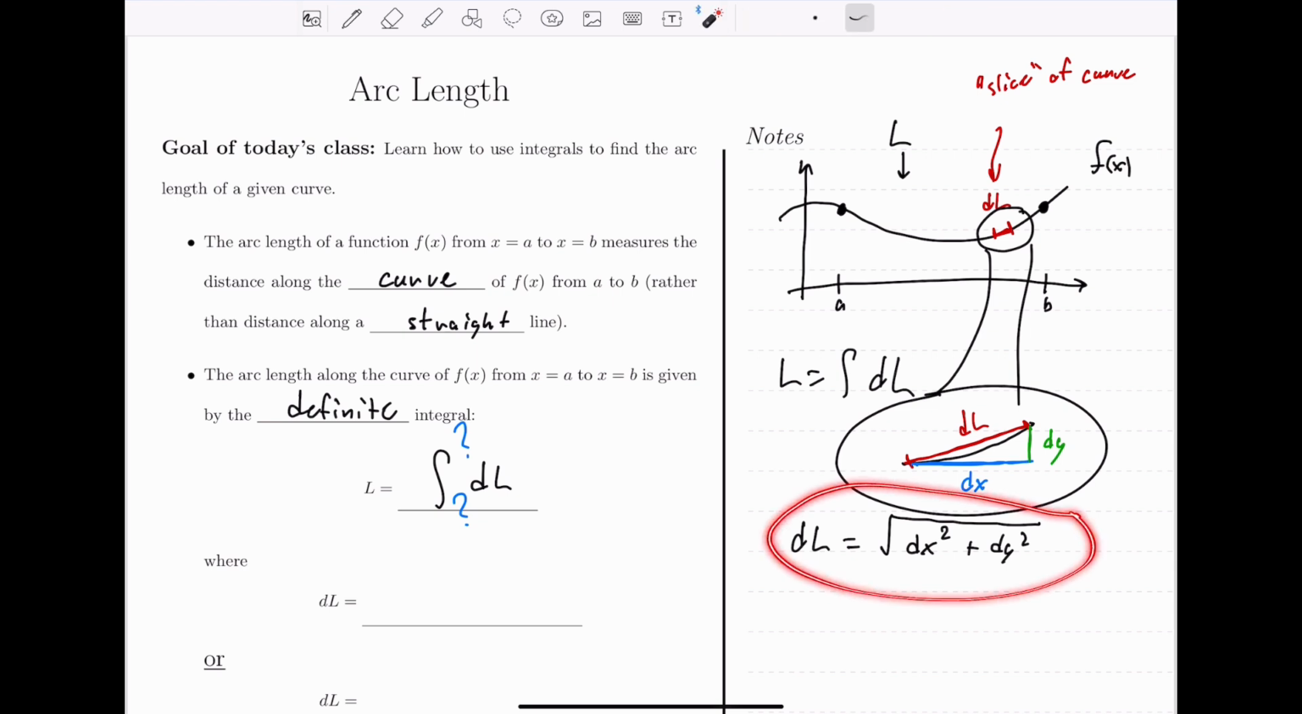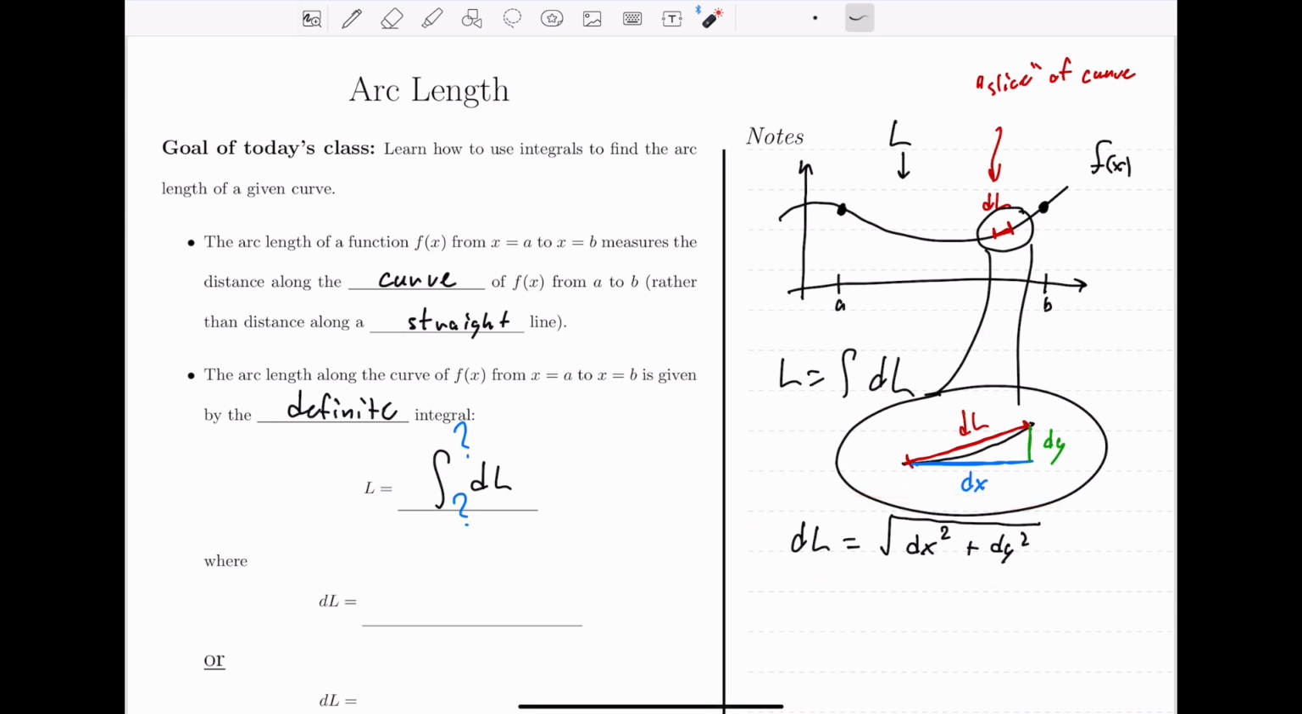We could be more precise if we used delta L and delta X, delta Y, created a Riemann sum, and then found a limit to develop an integral. We're doing this a little bit more intuitively. We're kind of glossing over some of the details, but if we have an intuitive understanding of how this works, that's the main goal here. So we get this expression for dl.